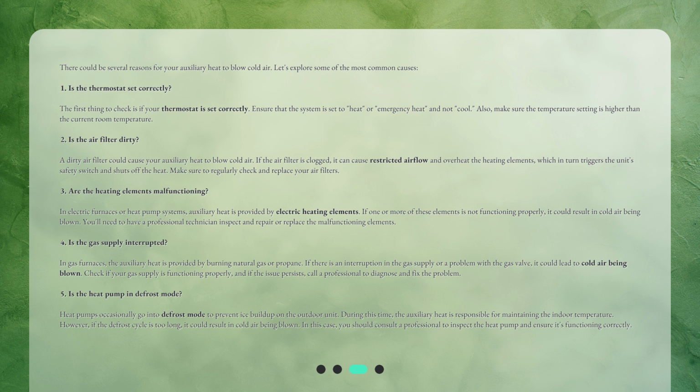5. Is the heat pump in defrost mode? Heat pumps occasionally go into defrost mode to prevent ice buildup on the outdoor unit. During this time, the auxiliary heat is responsible for maintaining the indoor temperature. However, if the defrost cycle is too long, it could result in cold air being blown. In this case, you should consult a professional to inspect the heat pump and ensure it's functioning correctly.